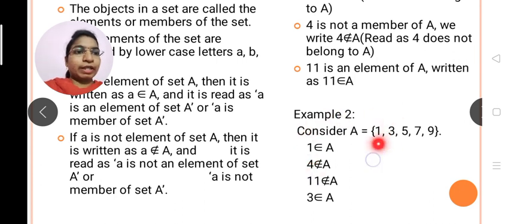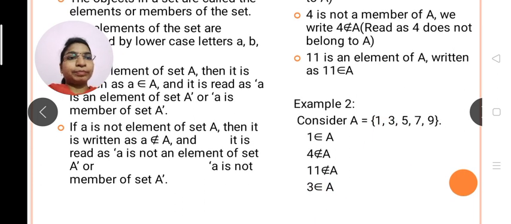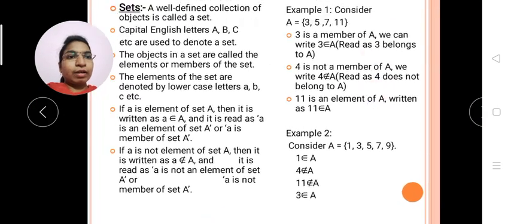Is 4 an element of set A? No. 4 does not belong to set A. Is 11 in the set A? No. 11 also does not belong to set A. Is 3 in the set A? Yes, 3 belongs to set A. So by using this symbol, you can denote whether an element is in the set or not. Okay students, so this is the introduction: what a set is and how to write and denote it.